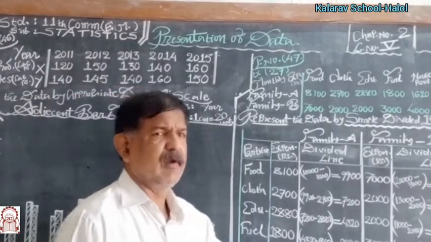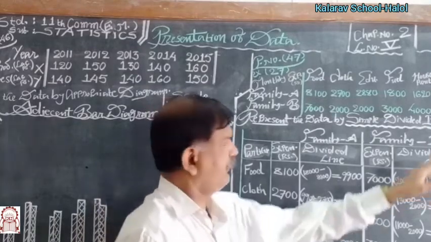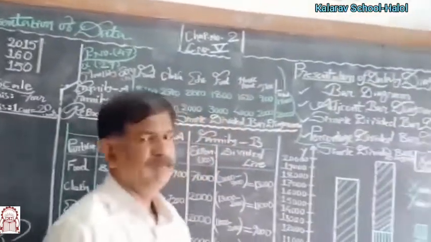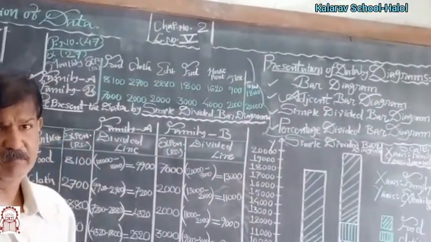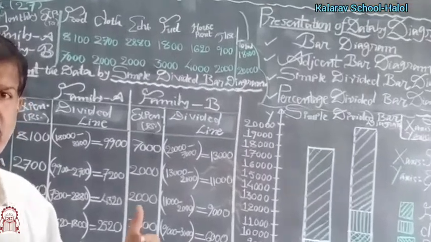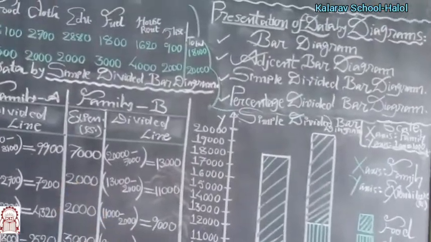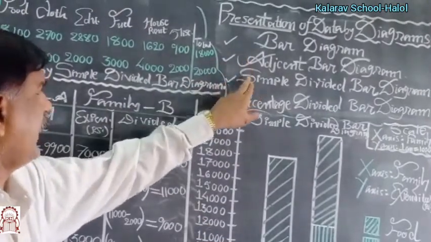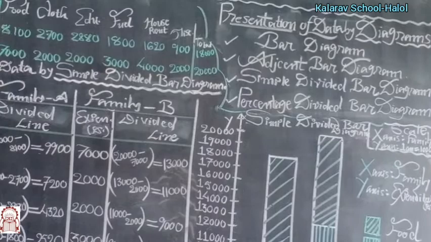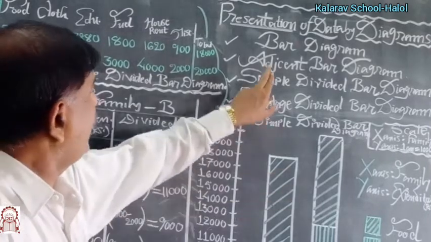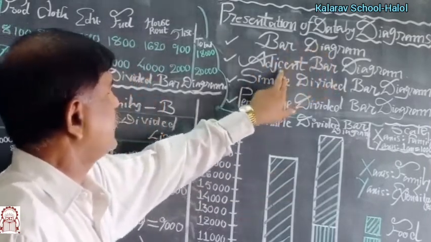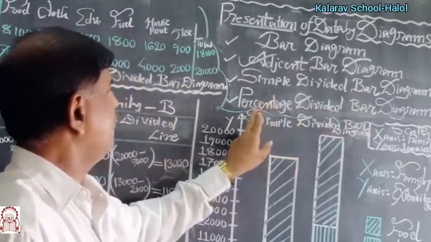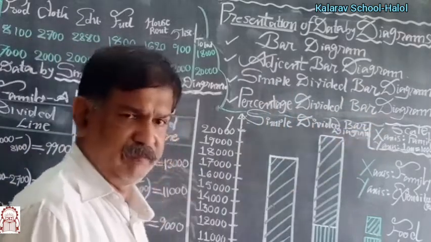There are many types of diagram for presenting data. There are three types: one-dimensional diagrams, two-dimensional diagrams, and picture diagrams. In one-dimensional diagrams, data can be represented by using a bar diagram, an adjacent bar diagram, a simple divided bar diagram, and a percentage divided bar diagram.